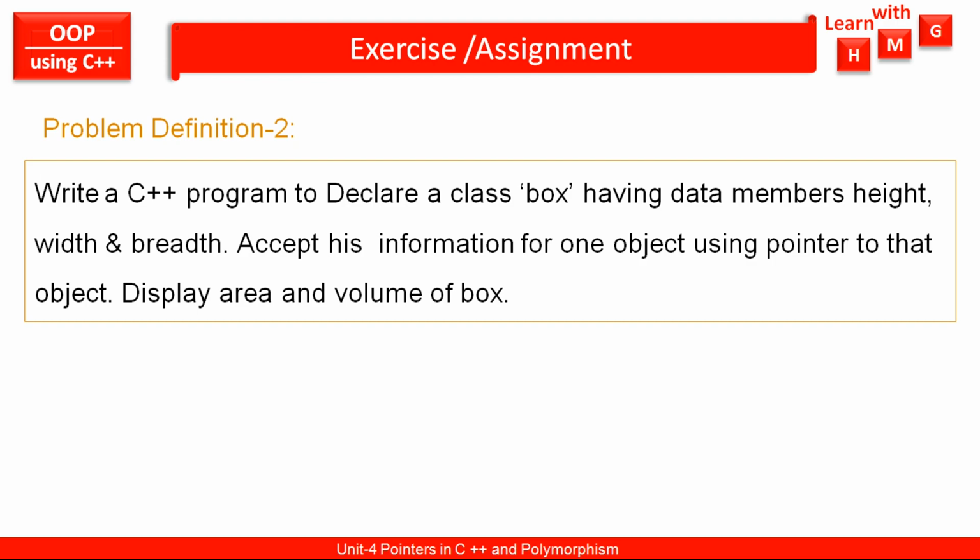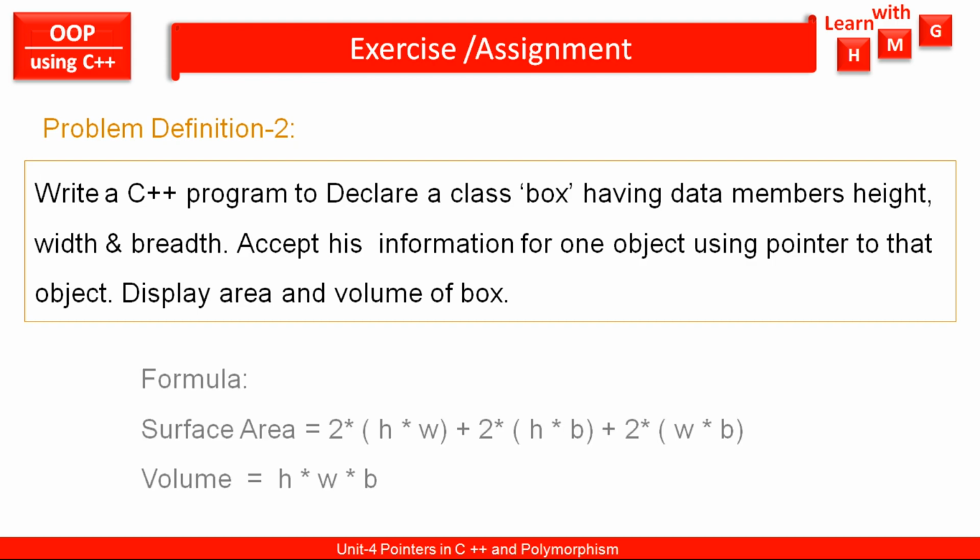So the formulae required for this particular calculation will be like this. Surface area is calculated as 2 into height into width plus 2 into height into breadth plus 2 into width into breadth, and volume is calculated as height into width into breadth. So implement these two formulae to calculate the surface area and the volume of a box. And again you can refer to my sample program to write a C++ program to solve this particular problem.